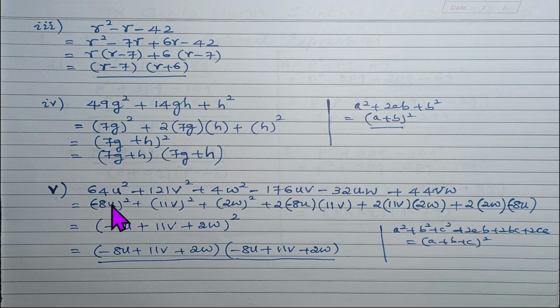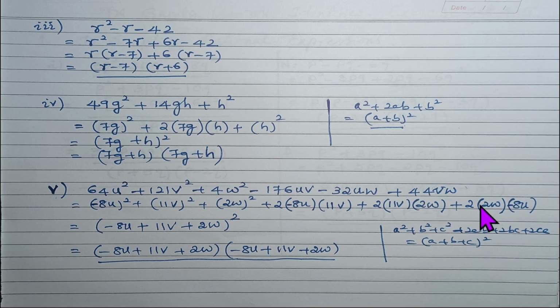Now 64u square is (8u) whole square. I have taken the minus sign, again I will tell you why I have taken minus here. Plus 121v square becomes (11v) whole square, and 4w square becomes (2w) whole square. Now the first 3 terms are clear, but now let us check the other 3 terms. Now here I have taken plus 2ab, 2 into minus 8u and 11v, multiply, plus into minus is minus, 11 eights are 88 and 2 eighty-eights are 176uv, 100% correct. Then plus 2 into 11v into 2w, that means bc, that will be 2 into 11, 22, 22 twos are 44, therefore it is correct, it is there, 44vw.